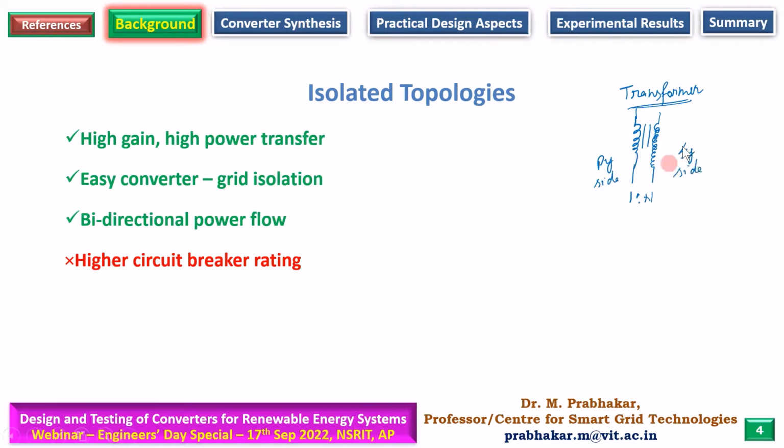And then you can actually transfer power from the secondary side to the primary side and vice versa. Therefore, you can get bidirectional power flow. That is also possible. The drawback is the circuit breaker is going to be of very high capacity because you have a large turns ratio. Therefore, the circuit breaker should also be of that much high breaking capability. This is one way by which we obtain the voltage gain.